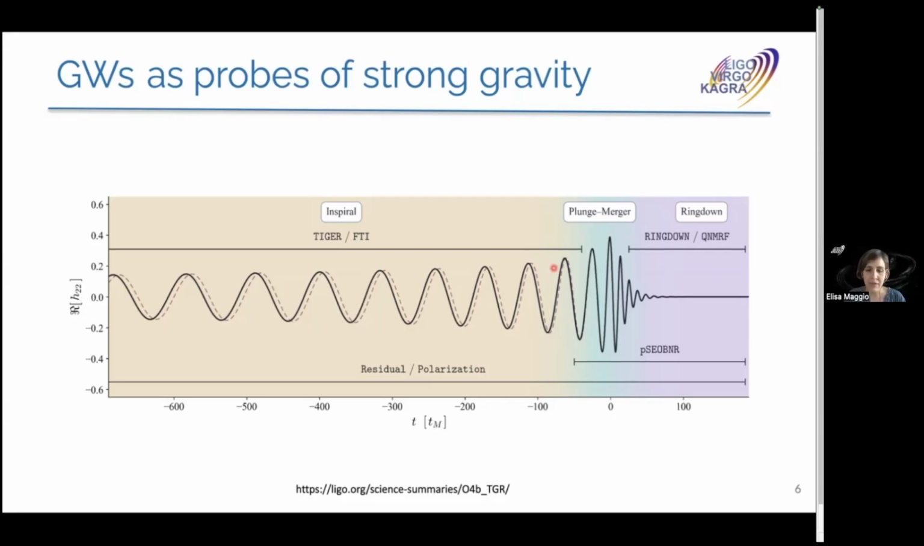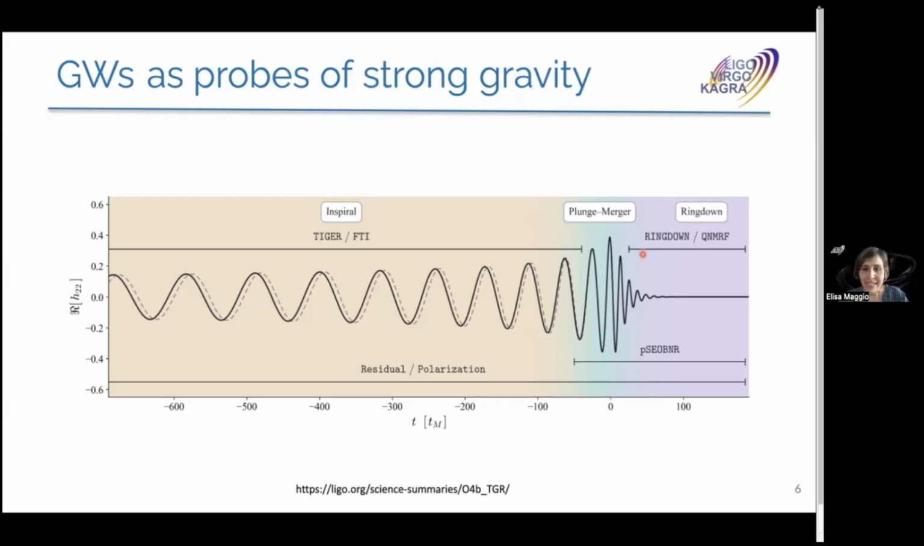So we do have an inspiral stage in which the two objects orbit around each other, followed by a plunge-merger stage where the two objects coalesce. And finally, there's a ringdown stage in which the final remnant settles down to an equilibrium configuration.